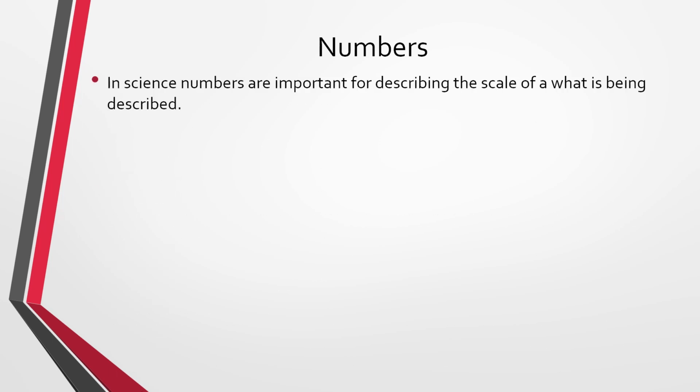Okay, so we'll start with numbers. In science, numbers are important for describing the scale of what is being described. So much so that a number is referred to as a scalar. When it has a direction, like in science, it can be called a vector. But when it's just a number by itself, it's referred to as a scalar. But we won't use those terms for our studies.